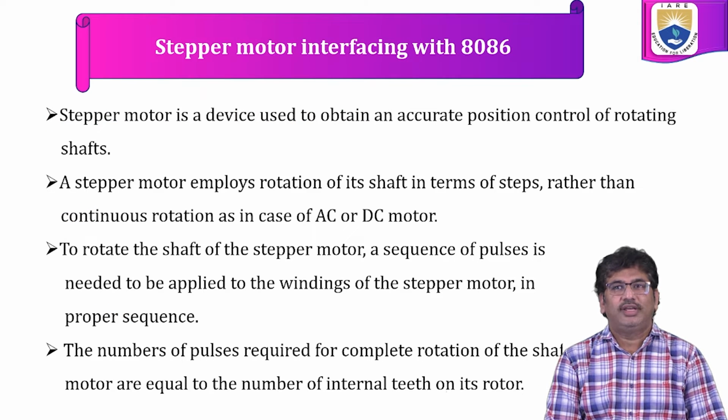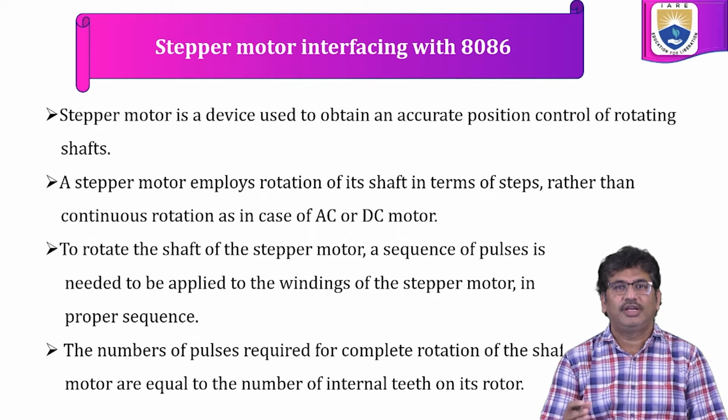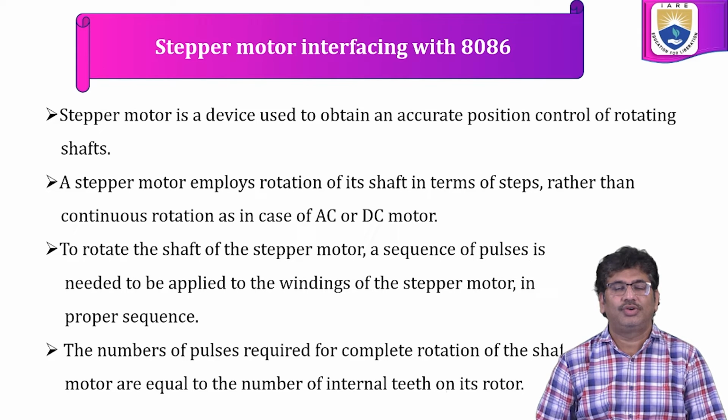A stepper motor is a device used to obtain accurate position control of rotating shafts. A stepper motor rotates its shaft in terms of steps rather than continuous rotation, as in the case of an AC or DC motor. So the stepper motor will rotate step by step rather than continuously.